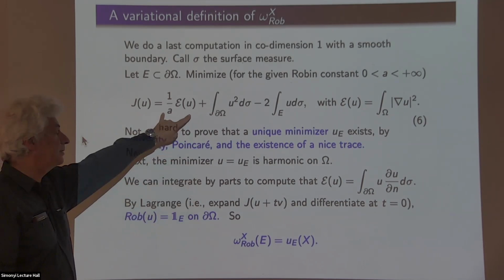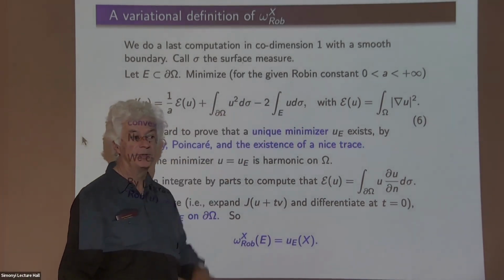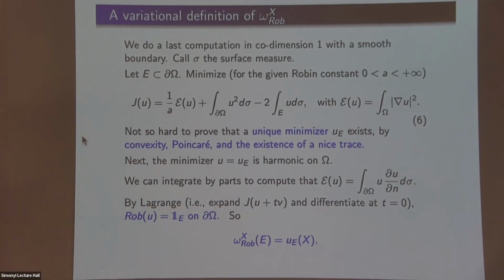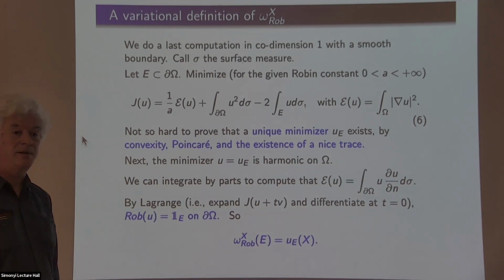Right? This part is beautifully convex. This one is a little convex, and this one is even affine. So it's more convex. Okay. So minimizers exist. And then you can ask, what is a minimizer? And I'm claiming the minimizer satisfies exactly the definition of harmonic measure.